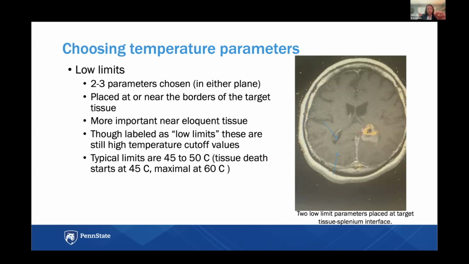So choosing your temperature parameters, you're able to place targets with all the systems. You're basically in areas where you'd be concerned about overheating and causing irreversible coagulative tissue death. So the typical limits are usually 45 to 50 degrees centigrade, because tissue death starts at 45 and is absolute at 60. And so you could set there, and you see here on the screen, if you see these little purple hash marks, that's saying, hey, we don't want to get too hot there. And if the temperature is rising in that area, the laser will trip and stop.